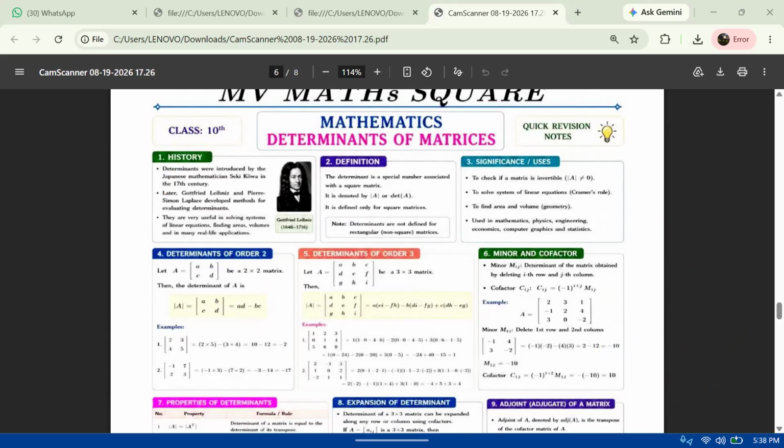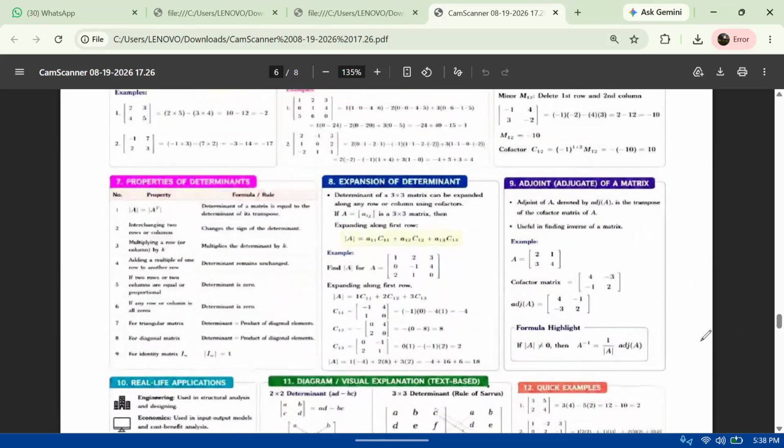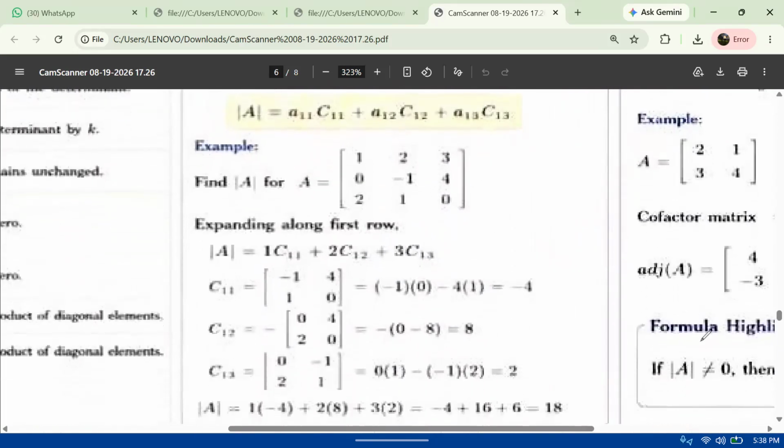Now I am going to discuss the 3 by 3 matrix. In a 3 by 3 matrix, I am showing you a case here. Look here, you have this matrix, as you are looking on your screen. Here I am using some different color. I think you should use pink color. The rows are 1, 2, 3, then 0, -1, 4, and then 2, 1, 0. You are finding its determinant.